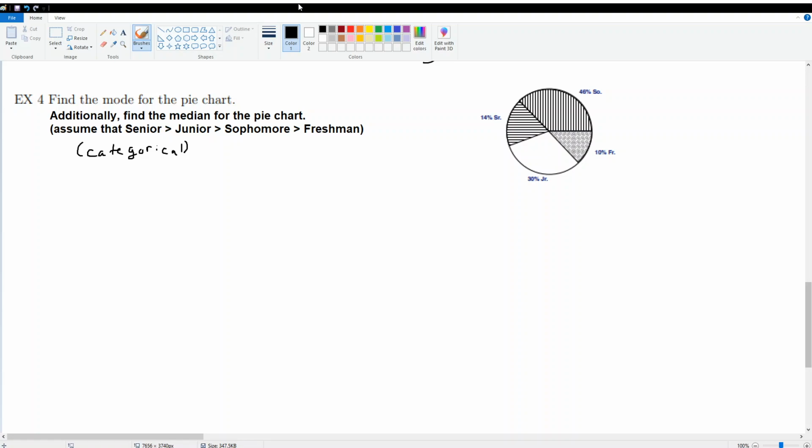All right, in this case, our mode is the most common. Here, that's our 46% sophomores, so the mode category is sophomore.